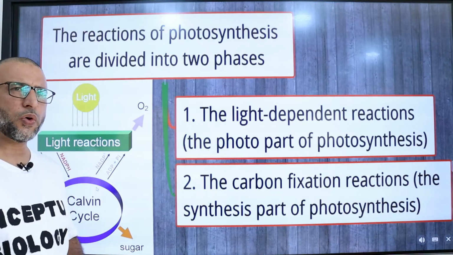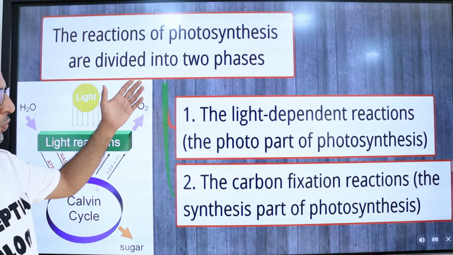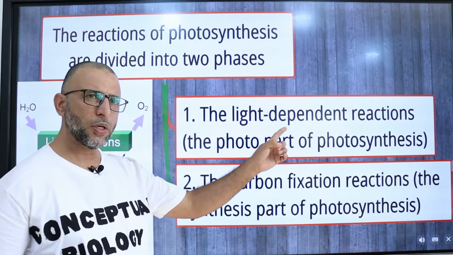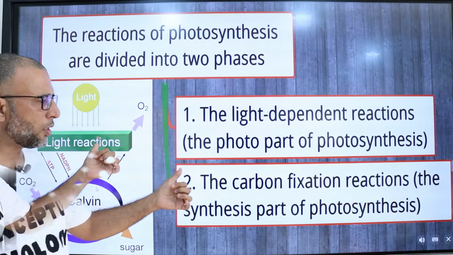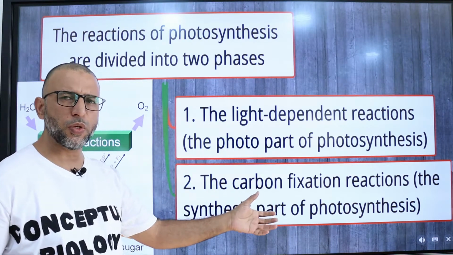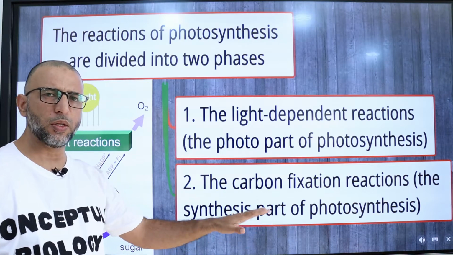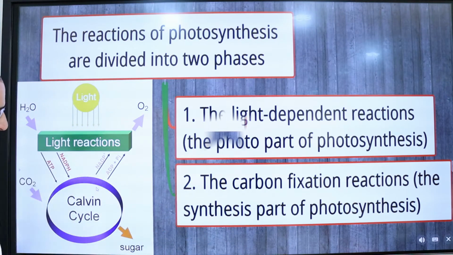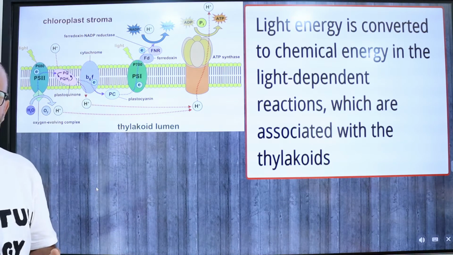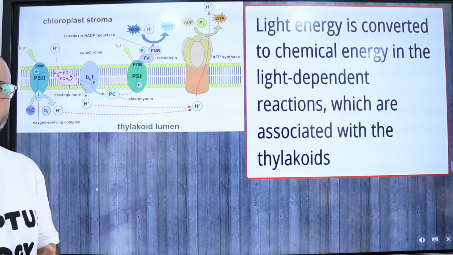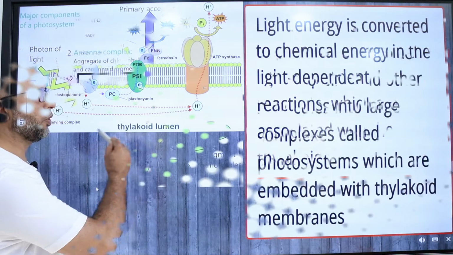The reactions of photosynthesis are divided into two phases: the light dependent reactions that take place in thylakoid membrane, and carbon fixation reaction, which is light independent reaction that takes place in stroma. Light energy is converted to chemical energy in the light dependent reactions which are associated with thylakoid membrane.